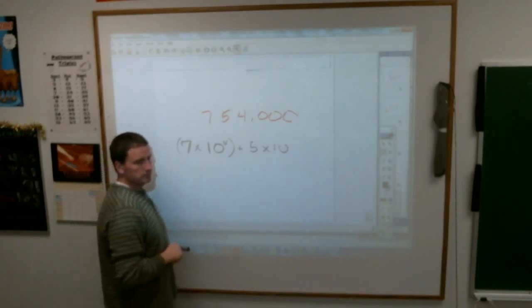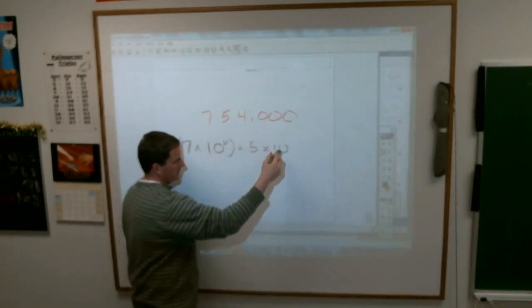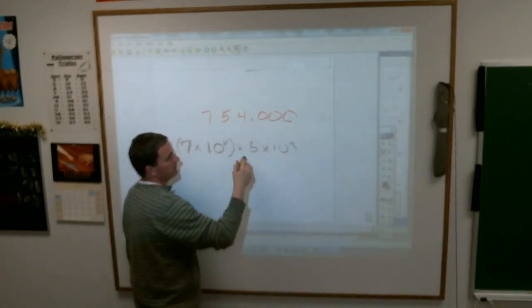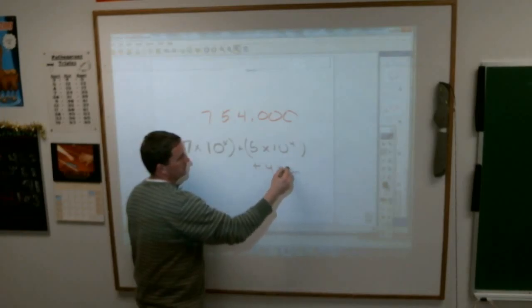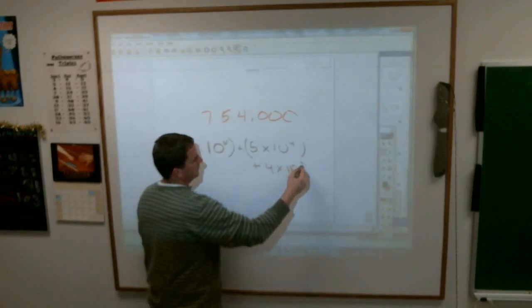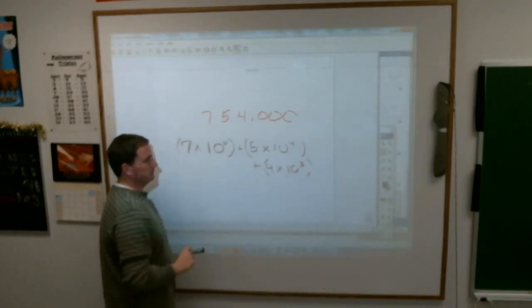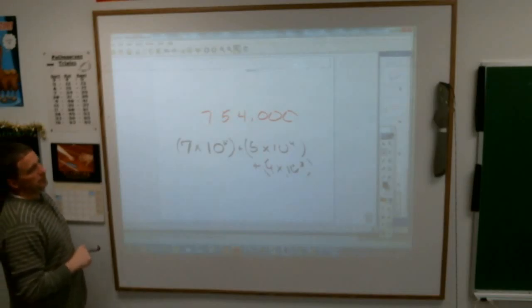Landon? 5 times 10 to the 4th power, because there's 4 digits after it. And to that, I'm going to add 4 times 10 to the, how is that going to be, Brooke? 3rd power. Does that not look too difficult?